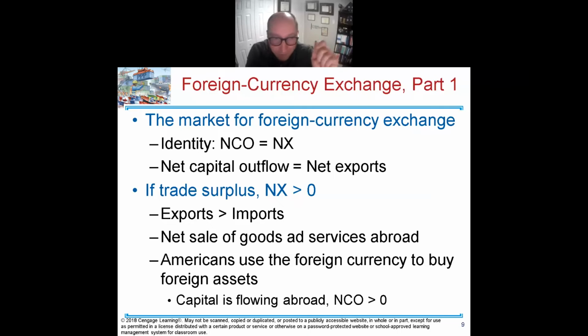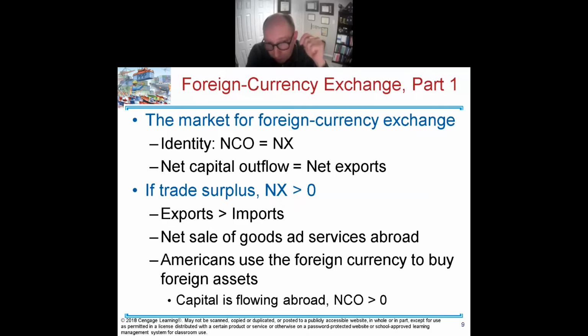It works the same way any time that we do trade with other countries, because we still have to do the exchange process when it comes to buying and selling those goods and services from other countries. So the net capital outflow equals your net exports. When this happens, we have net capital outflow equal to net exports. That helps to establish the exchange rate.